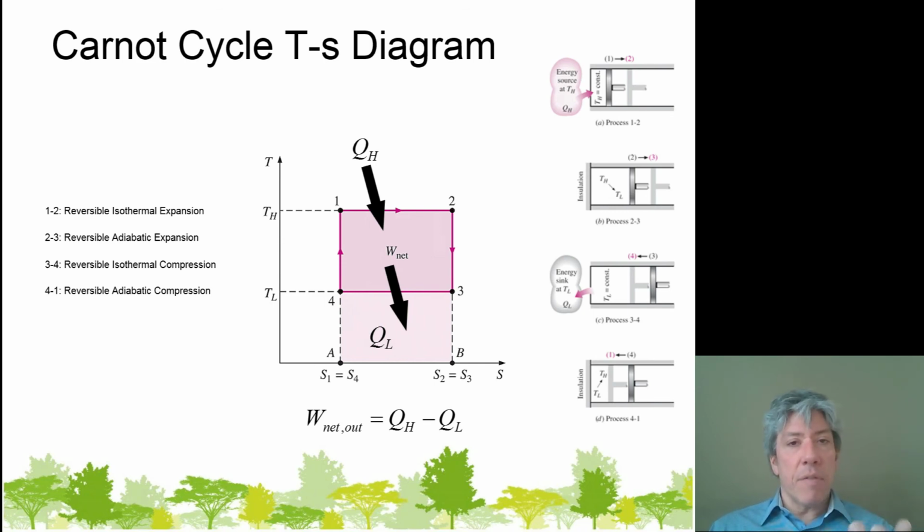So interestingly enough, just like on the PV diagram, the area enclosed by the cycle from state 1 to 2 to 3 to 4, that area still represents the net amount of work done by one cycle on this diagram, just like it did on the PV diagram.